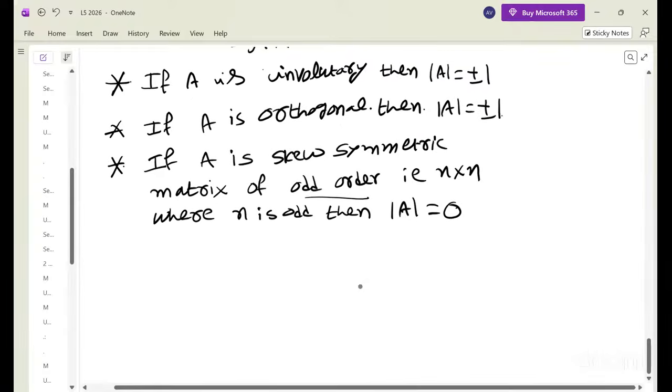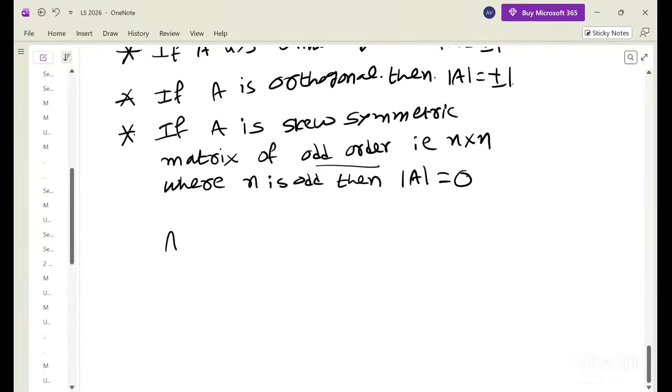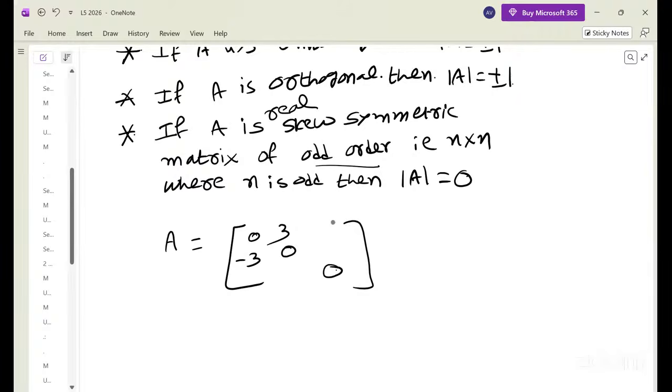What is the best application of this? You might have seen, for example, if A is skew symmetric and of odd order, say A equals 0, 0, 0, real. I'm talking about a real skew symmetric matrix of odd order. Here 3, minus 3, 5, minus 5. Here some 100, here minus 100. Then automatically it will be skew symmetric, because the principal diagonal is 0, and these two are having the same value with opposite sign. Such a matrix is skew symmetric.